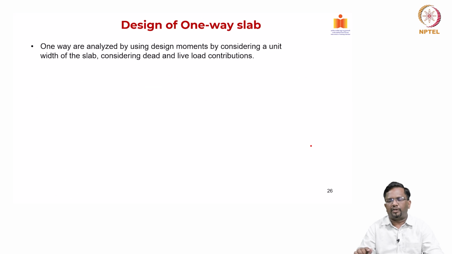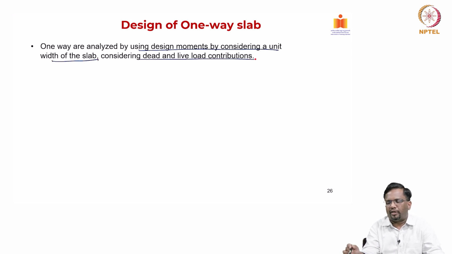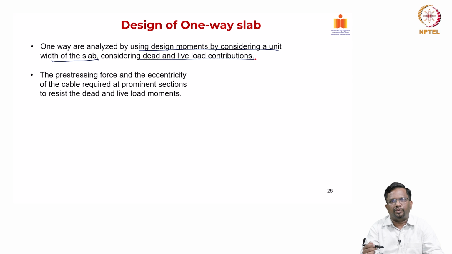Now, let us look at the design of a one-way slab. One-way slabs are analyzed using design moments by considering a unit width of the slab, considering the dead and live load contributions, just like what we do in regular flexural design. The pre-stressing force and eccentricity of the cable required at the prominent sections to resist the dead and live load moments are found out. As you know, you do the analysis, you get the bending moment diagram distribution, and the cable profile should follow the bending moment diagram.